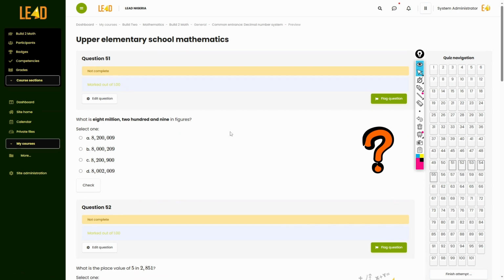Okay, what is 8,209 in figures? What is 8,209 in figures? Okay, so we have the first group, then we have our thousands, then we have the millions. If you read your place value, we have units, tens, hundreds, thousand, tens of thousands, hundreds of thousands, and millions. So we have a group before the millions. So this is going to be 8 million.